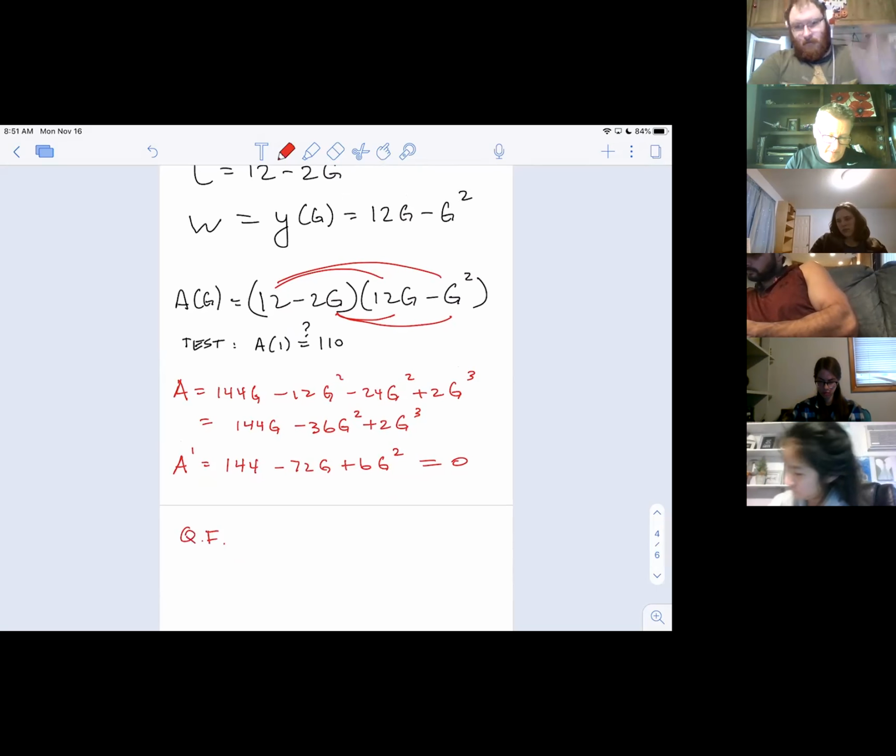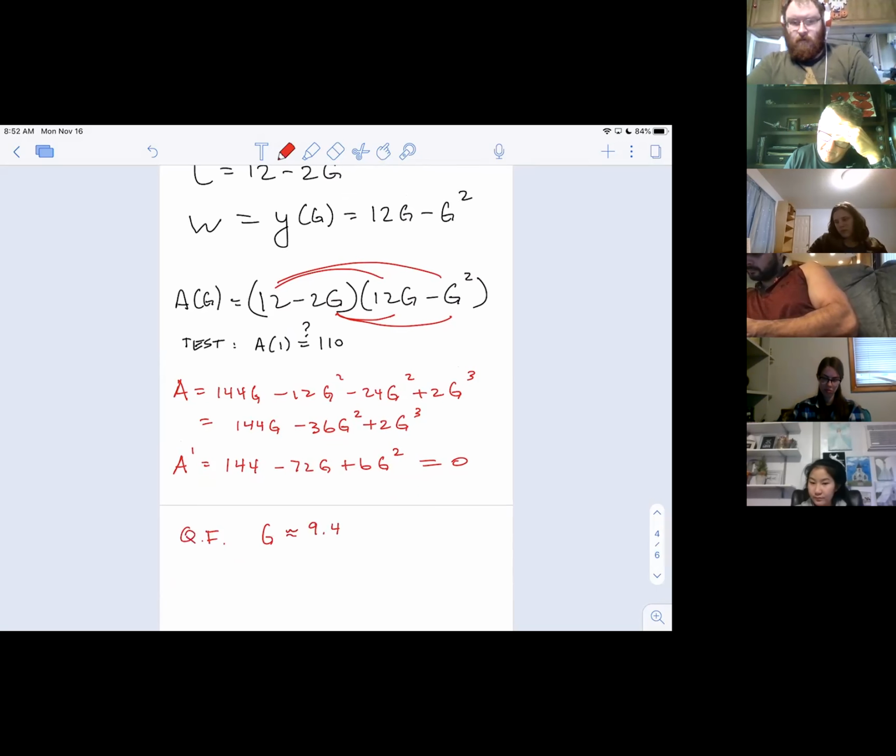My A value is 6, my B value is -72, my C value is 144, and I got 2 answers to this. Quadratic formula says g is approximately 9.46, and g is approximately 2.535 or 2.54.